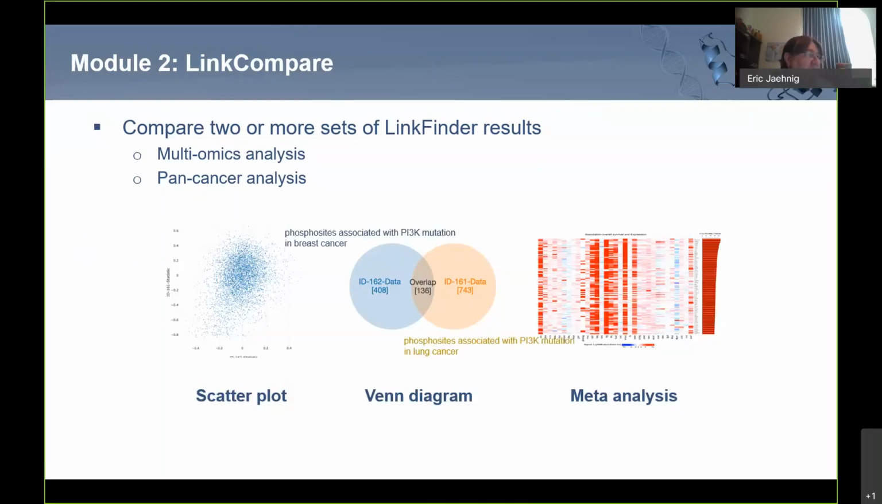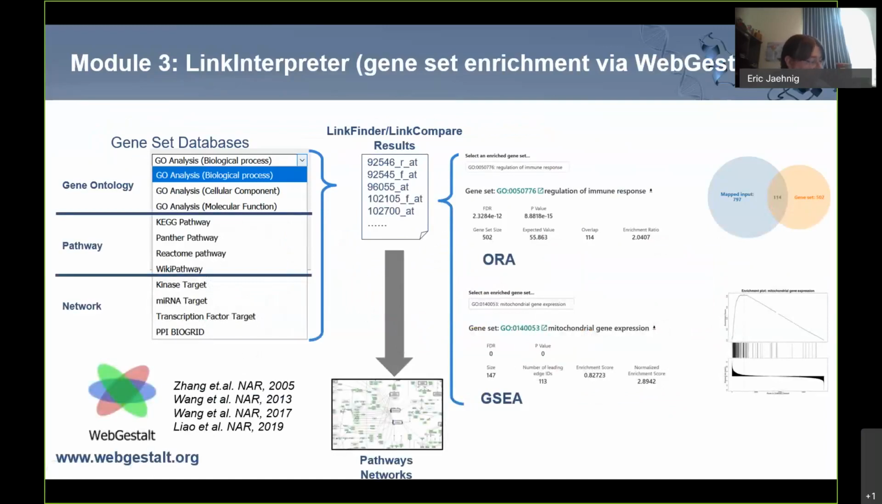Another possibility is that we might be interested in determining which phosphorylation sites are affected by PI3 kinase mutations in both breast and lung cancer. The way you'd set this up is two Link Finder queries, one for breast cancer and one for lung cancer. And then Link Compare would allow you to look at the overlap between these two queries. Another possibility is to perform meta-analysis on more than two Link Finder queries. The final module in LinkedOmics is the Link Interpreter module.